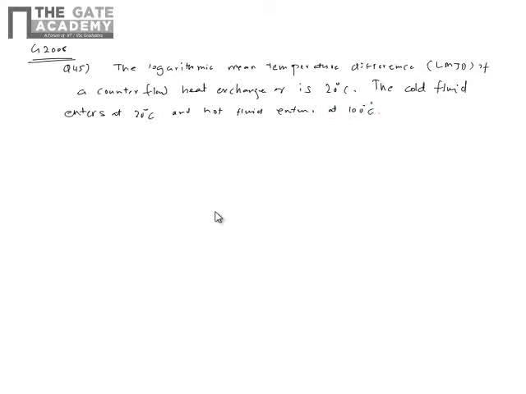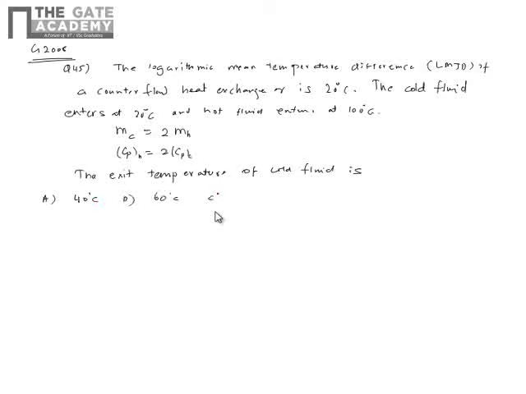The mass flow rate of the cold fluid is twice the mass flow rate of the hot fluid. I am just writing it in mathematical form. And the specific heat of the hot fluid is twice the specific heat of the cold fluid. The exit temperature of the cold fluid is: 40 degrees Celsius, 60 degrees Celsius, 80 degrees Celsius, or T cannot be determined.